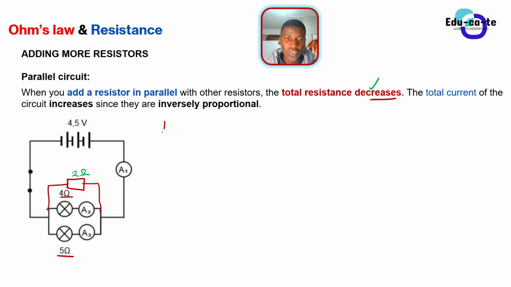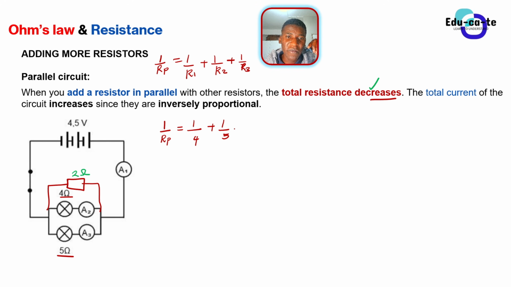You would have to say that 1 over R parallel will be 1 over 4 plus 1 over 5, because remember that when you're adding resistors that are parallel to one another, you say 1 over R parallel is equal to 1 over R1 plus 1 over R2. If they are more than 2, you keep on adding, plus 1 over R3, and you keep on increasing them depending on how many are connected in parallel to one another.